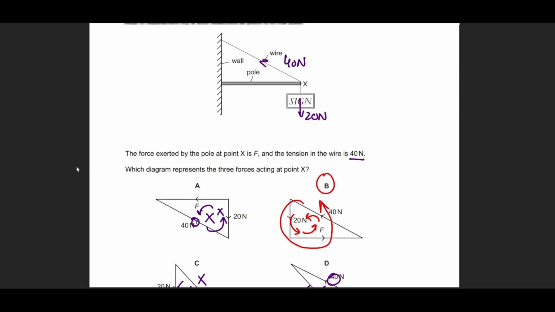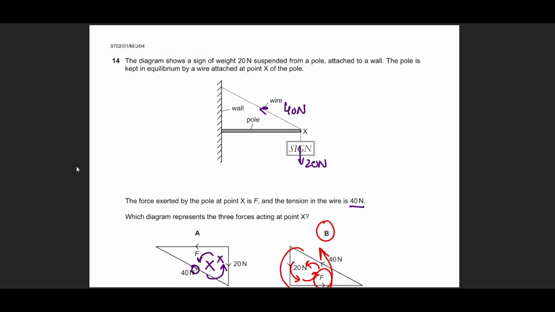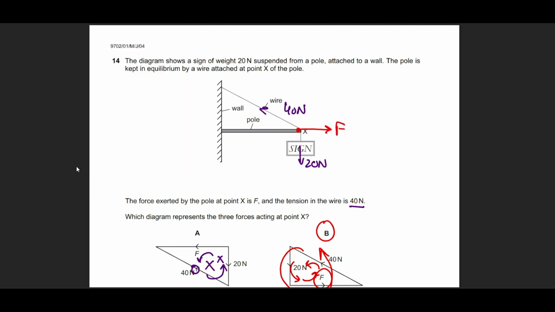Now let's figure out one interesting thing. Where is this third force F coming from? It says that it is at point X. This is point X. But what is the direction? This is the direction of F. But where is it coming from? Where is that force originating from?